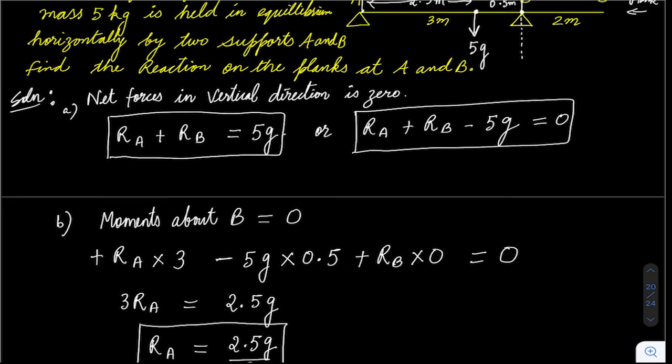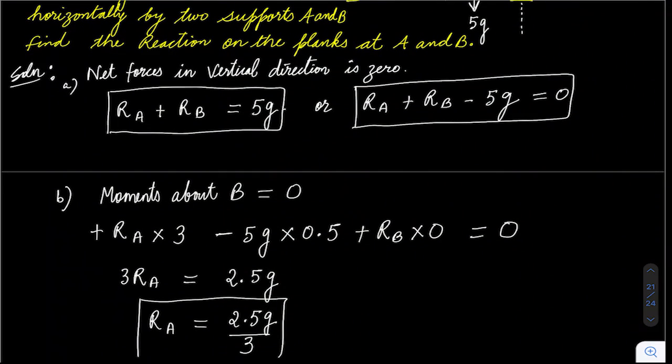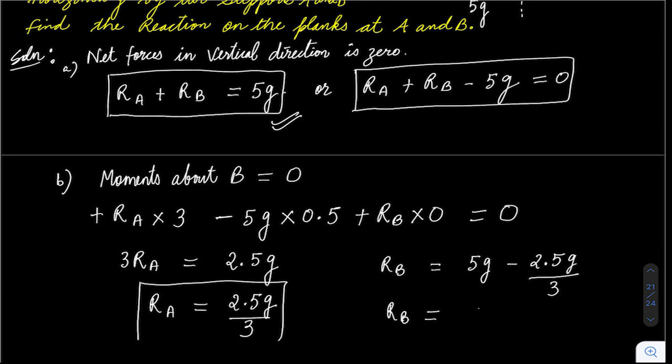Now, what is our reaction force at B? We know this, reaction force at A plus reaction force at B is 5g. So reaction force at B will be equal to 5g minus 2.5g over 3. And reaction force at B will come out to be 12.5g divided by 3 Newtons. So that is our answer.